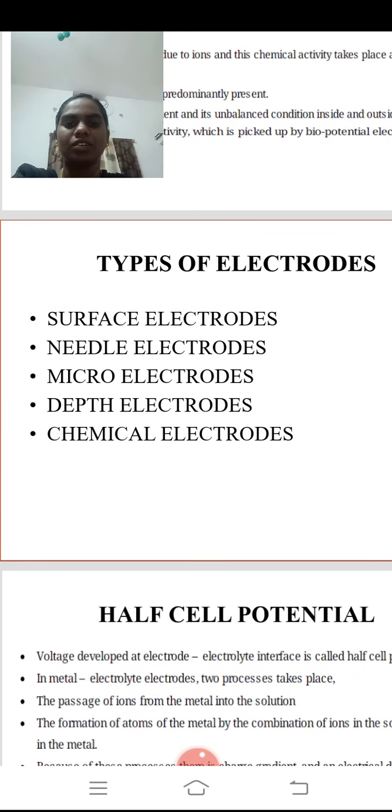Okay. So next we are going to see different types of electrodes. These are surface electrodes, needle electrodes, microelectrodes, depth electrodes and chemical electrodes. Even though we have a large number of electrodes, in our syllabus we have only surface electrodes, needle electrodes and microelectrodes. So we are going to study only these three electrodes.